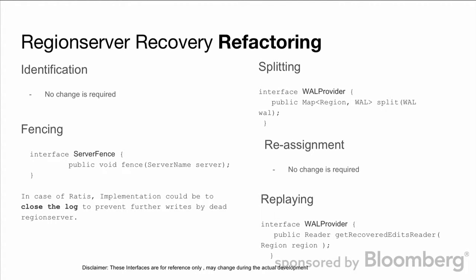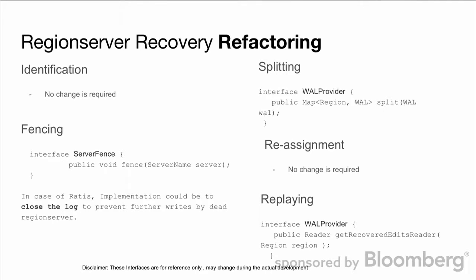So the steps are, in identification, we're not going to change anything. It's a simple process. We're going to identify this in the same way as we have discussed. In fencing, there could be different fencing for the different services we use. For the file system we discussed, we're going to rename the directory. But for Ratis, we may need to close the log so that no more writes can be accepted into that particular log. I'm just giving an example for Ratis, but the refactoring does not account for that in the system. It's just introducing new interfaces and abstract classes so that you can implement your own implementation for the WAL file system.